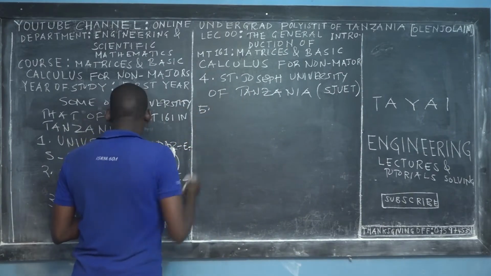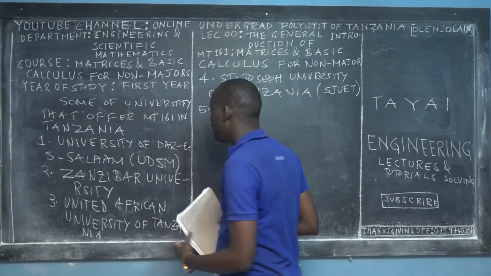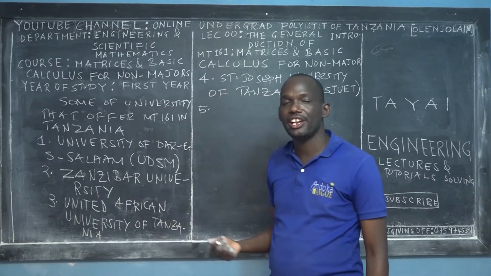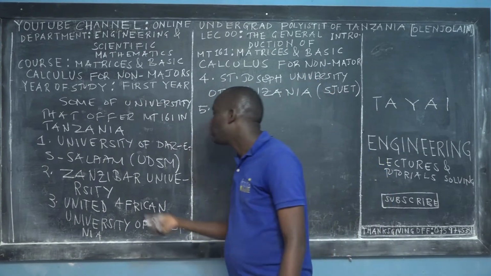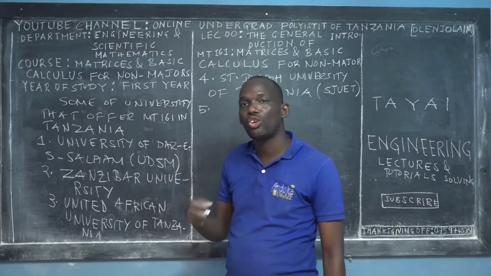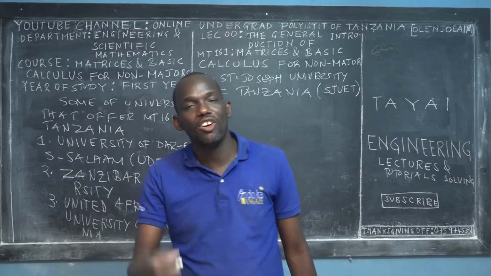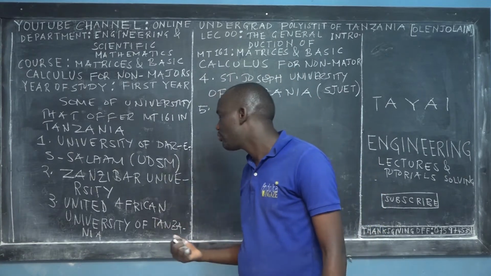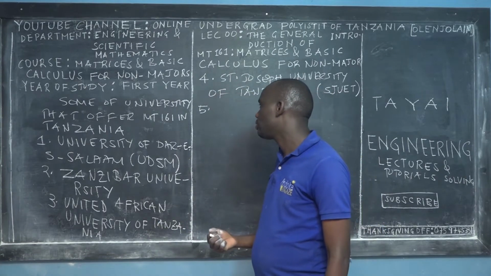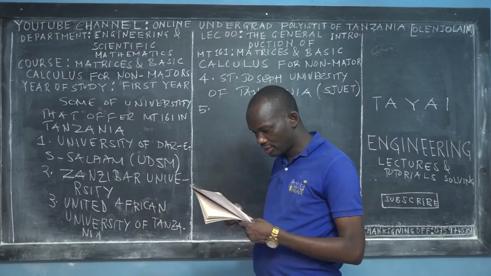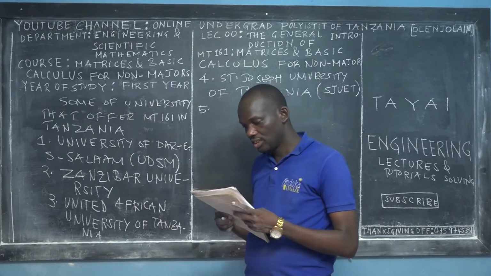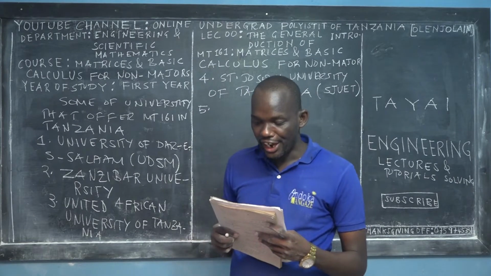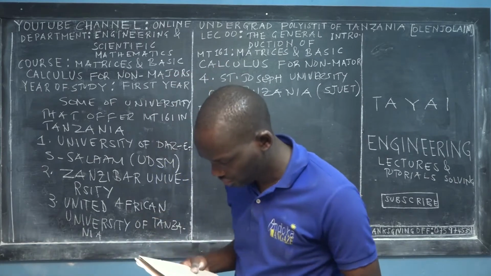For the University of Dar es Salaam, you'll find the COET, College of Engineering and Technology, and you also find the college called CoICT, the College of Information and Communication Technologies.